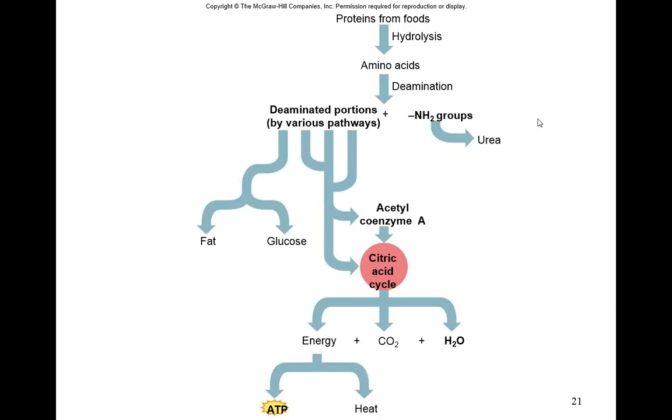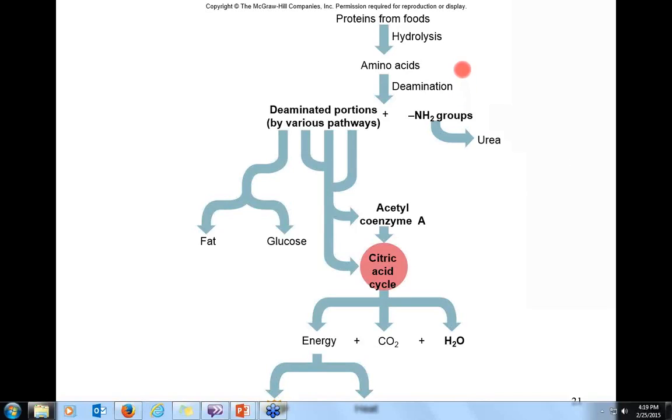And what this is showing here is how amino acids participate in cellular respiration. First, you have to deaminate them, which means you remove the amino group. And you can convert them either to acetyl-CoA or other components of the citric acid cycle, and then you make ATP and heat from that.